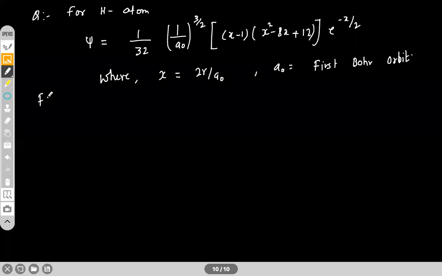Find the minimum and maximum position of radial nodes.